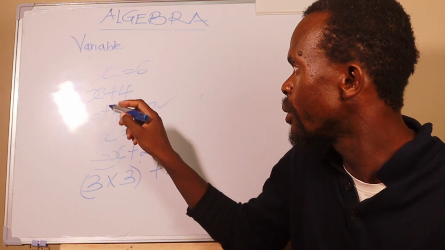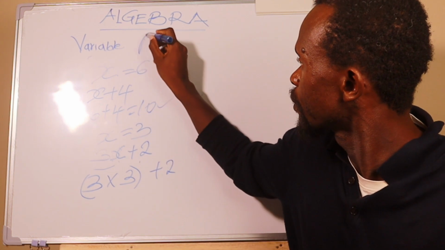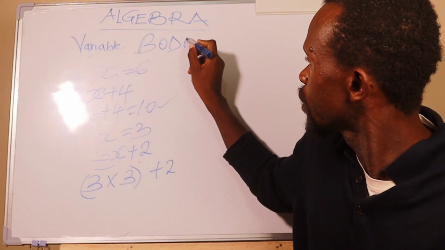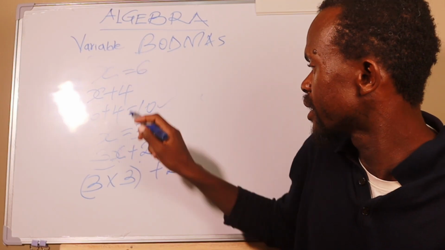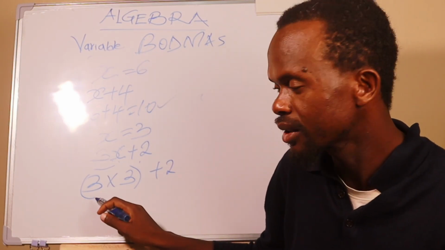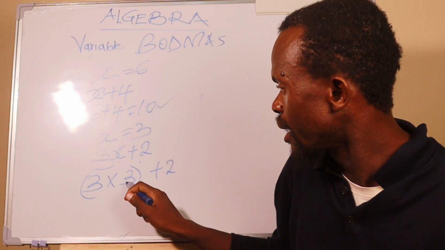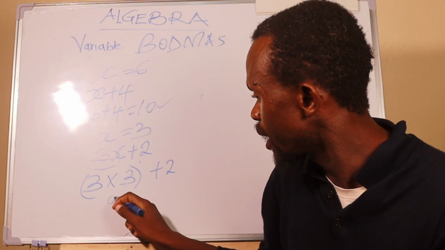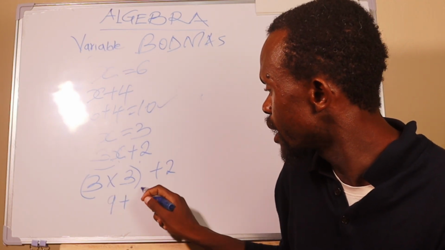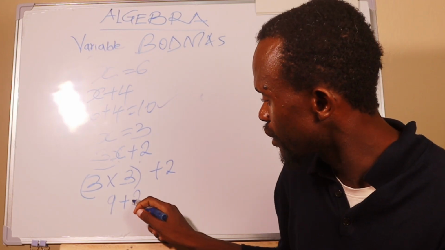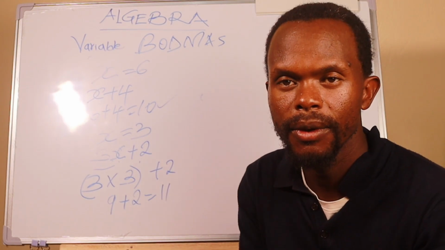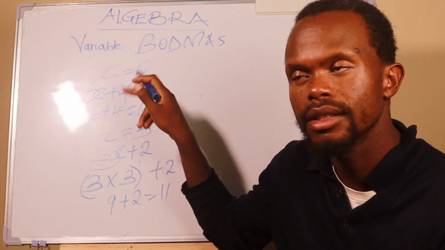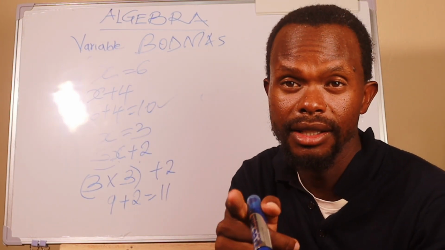Remember the rules of BODMAS. You start first of all with the bracket, and therefore we're going to deal with the bracket first, which is 3 times 3, and then we're going to get 9. Then we are going to add this 2 and find that this is equal to 11. So this is how you can do the algebra, and this is the beginning.